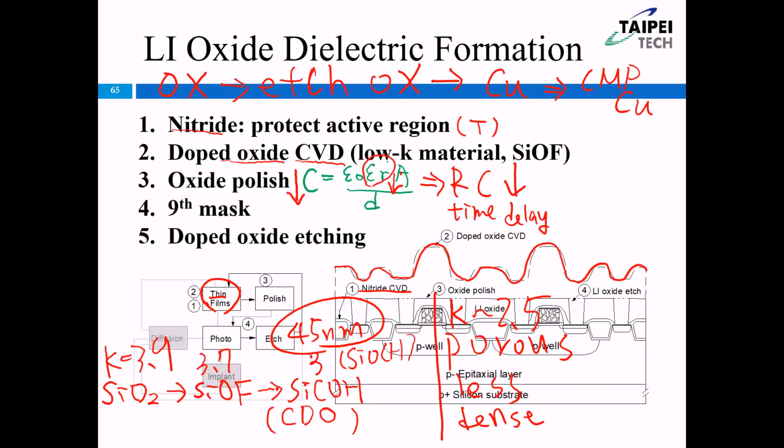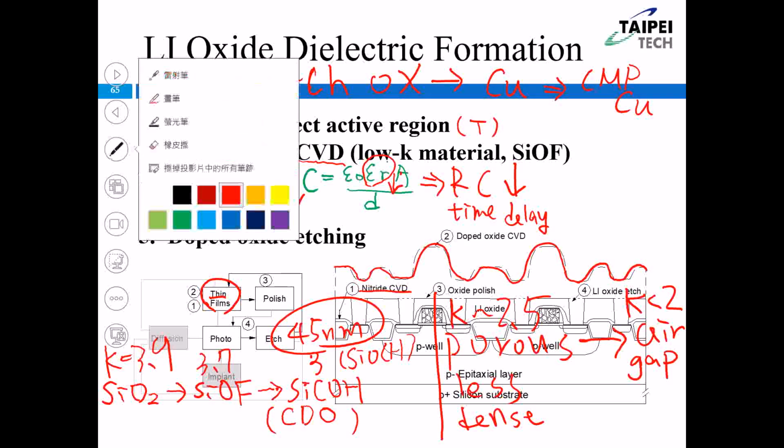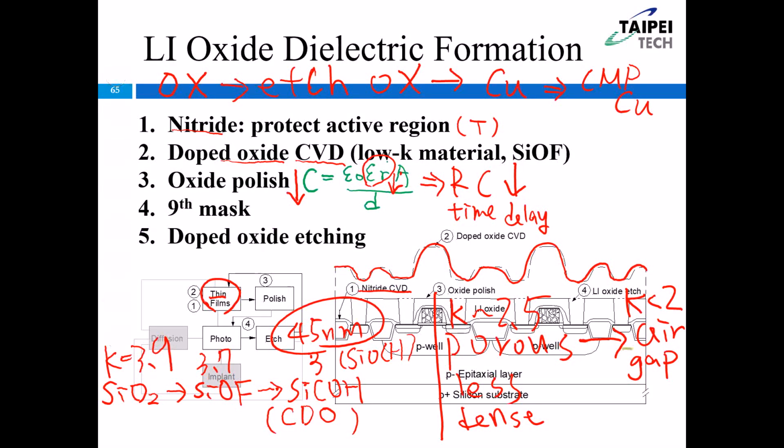But right now, we still want to further reduce the RC time delay. How can we do? I believe this is the final solution. Right now, we want to achieve a small K, very near 2. How can we do? Air gap. Air gap is the technology. You will hear it very, very often in the industry. So I recommend you memorize this one.